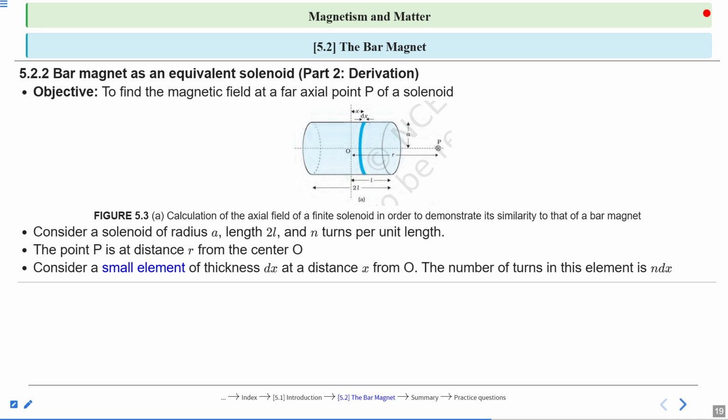Consider a small element of thickness dx. Out of this whole solenoid, we are considering this small element dx, at a distance x from the center. The number of turns in this element is n into dx. Since n is the number of turns per unit length, to find the number of turns in this small element, we multiply n with this small length dx. So n dx is the number of turns within this small element.